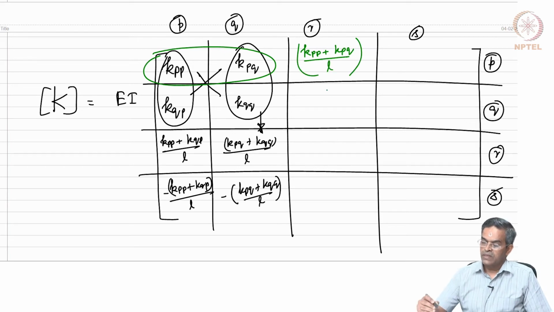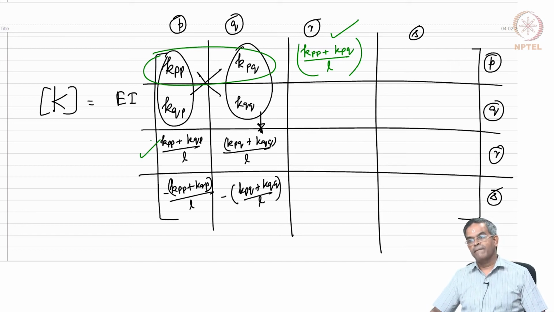Incidentally friends, this value and this value are the same because the stiffness matrix is symmetric, but do not go by that. There are possibilities where the stiffness matrix can become asymmetric as well. So, let us not bother about that.